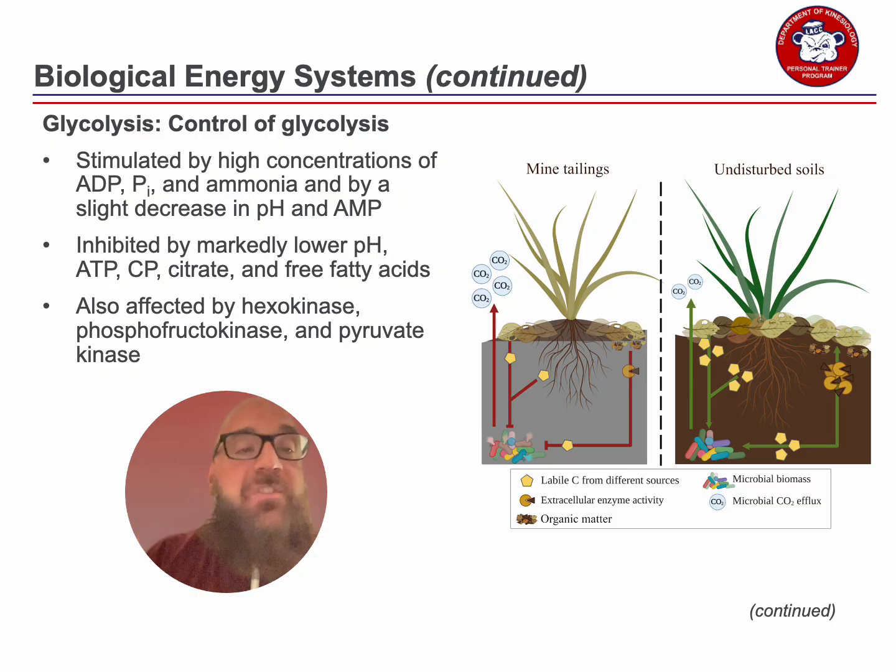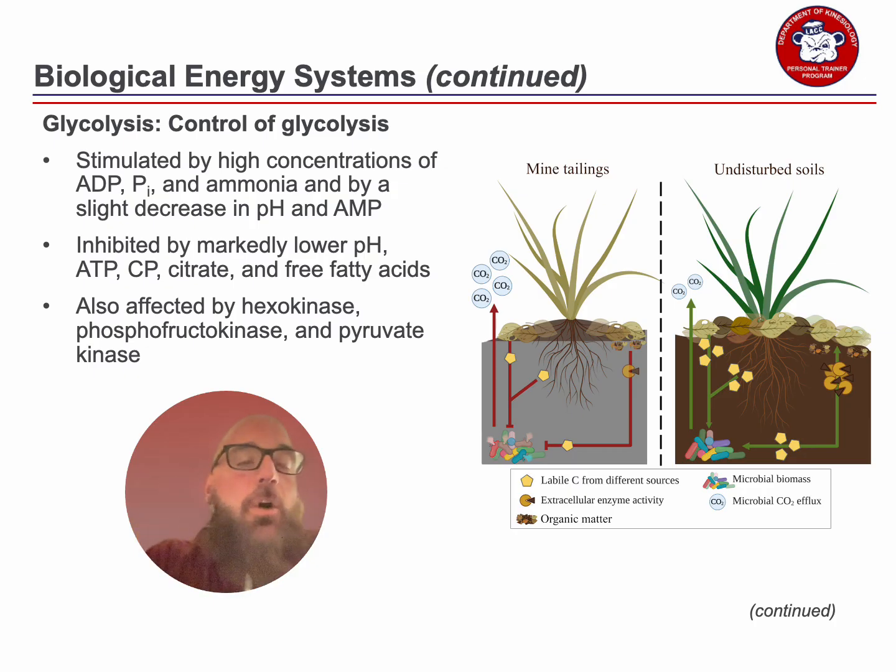It's stimulated by high concentrations of adenosine diphosphate, phosphate, and ammonia, right? Ammonia can be alkaline in nature, and by a slight decrease in pH, acidic in nature. So the lower the pH, the more acidic, and the higher it is, the more alkaline. And adenosine monophosphate: the more monophosphates you have in your blood, your body's going to start going, hey, something's not right here. We can't keep going. We're going to have to slow down and use another energy system.